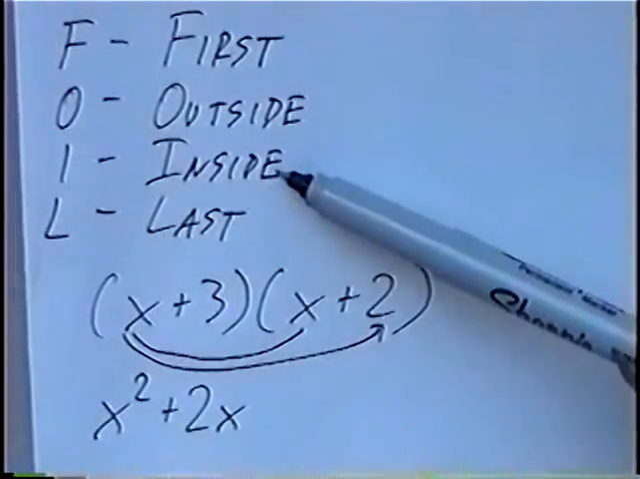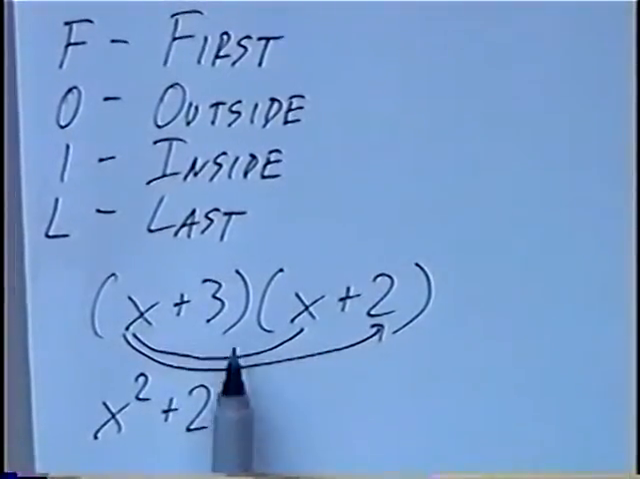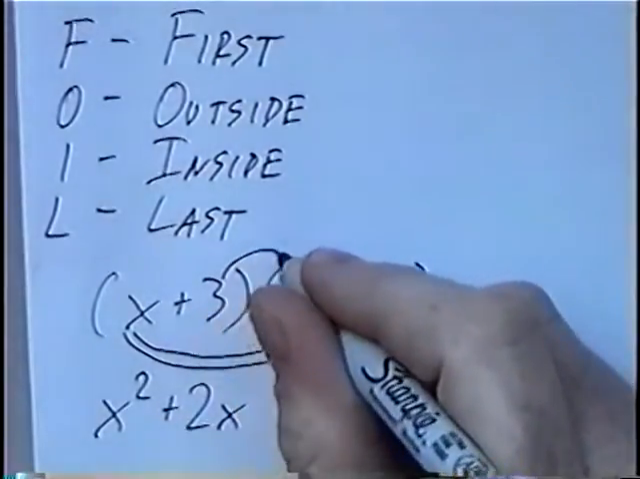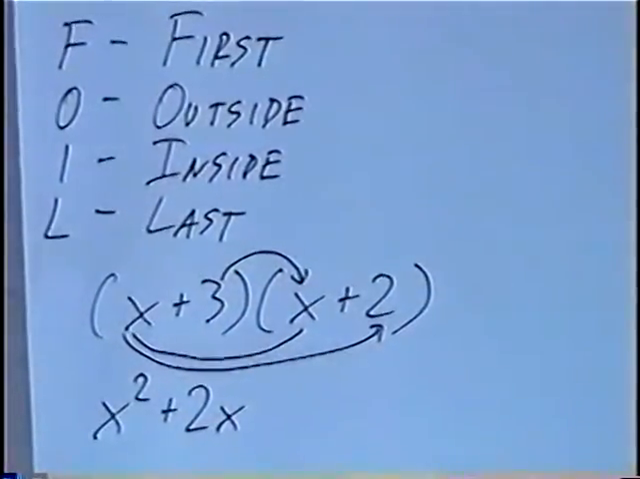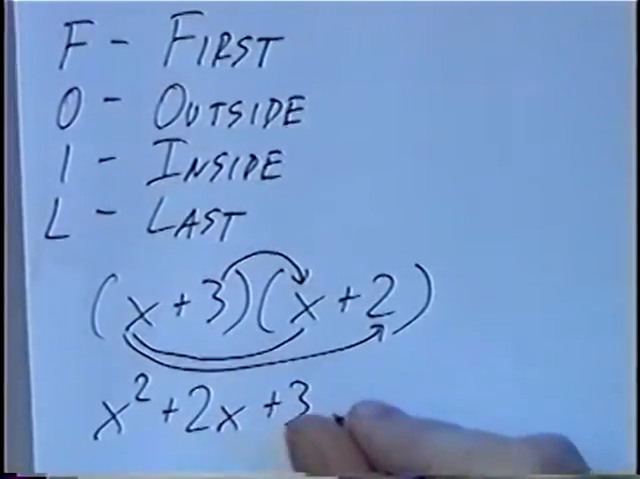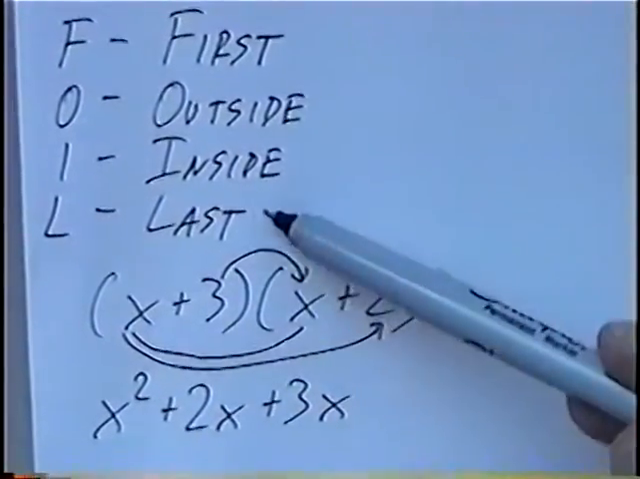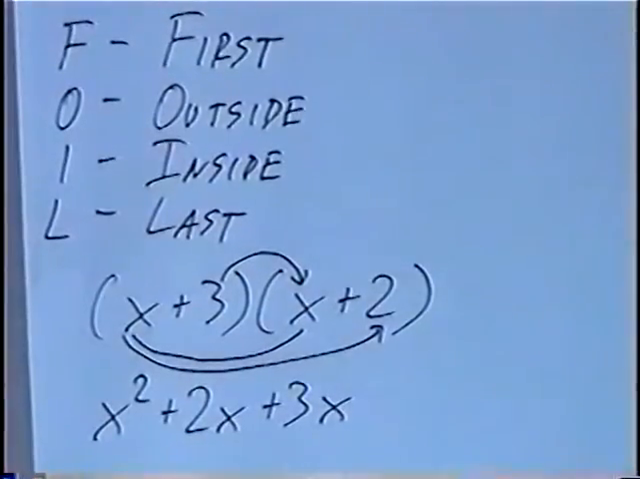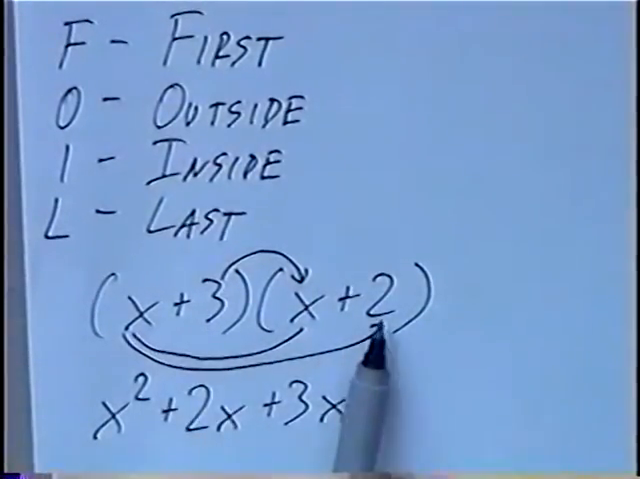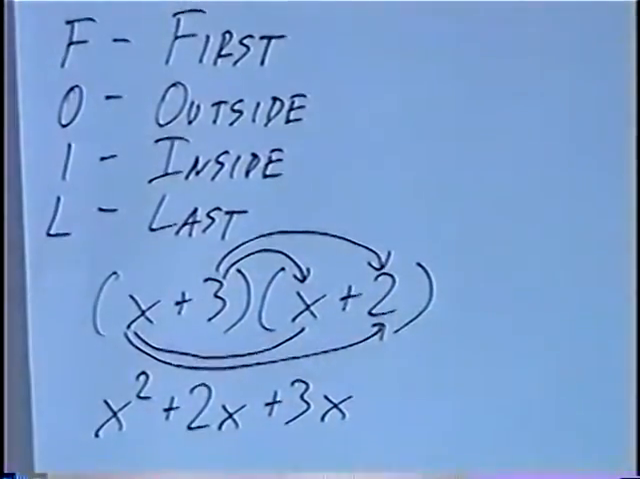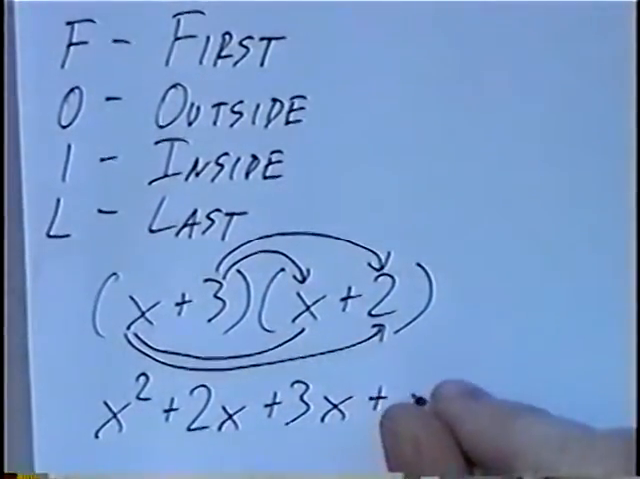The I in FOIL stands for inside. Inside means the middle 2 terms, so we'll multiply 3 times x. 3 times x would be a positive 3x. And L in FOIL stands for last. Means we'll multiply the last number in each parentheses. In this case, it would be 3 times 2, which would be a positive 6.